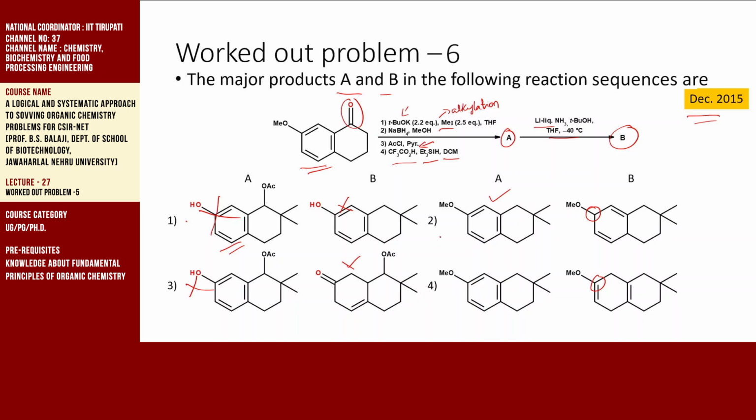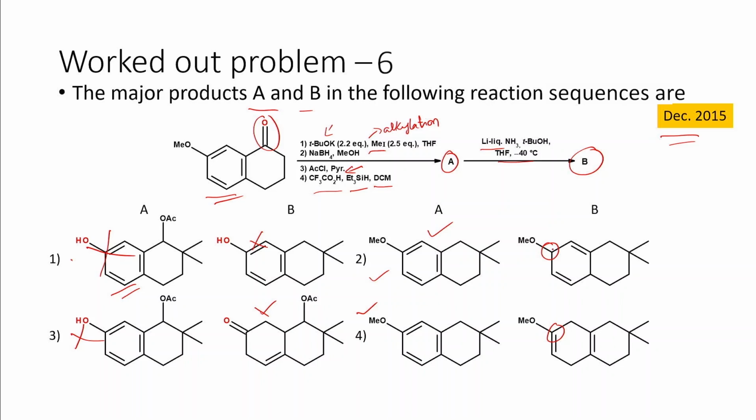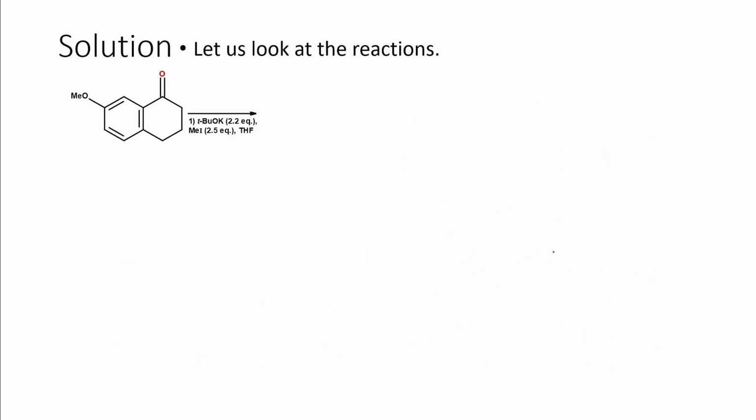So 2 and 4 could be the product, and the only differentiating factor is the Birch reduction: when the double bonds are reduced, whether the double bond will remain on the methoxy carbon or not on the methoxy carbon is going to be the deciding factor for identifying our product. So this is quickly, without doing any mechanism, how we identify what the final products could be. Let us look at the mechanism elaborately and find out how the reactions are actually happening.